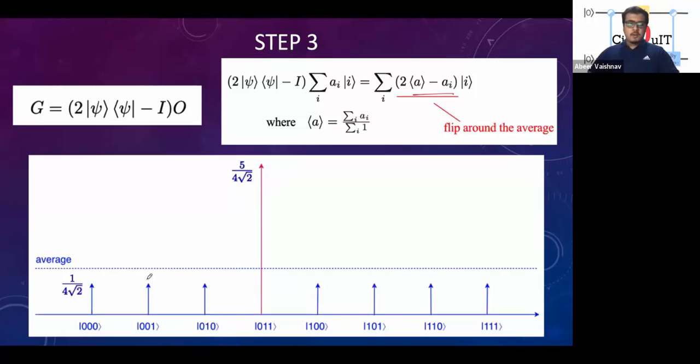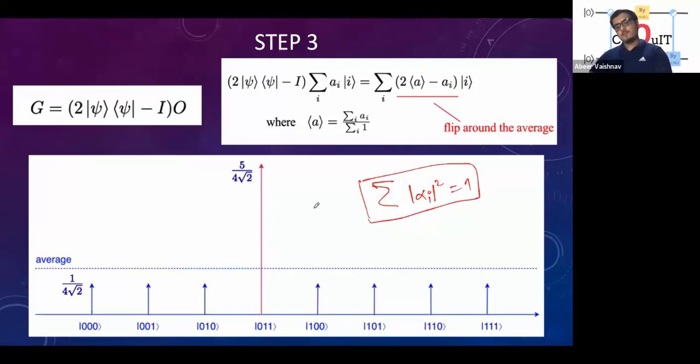The reason all these amplitudes have decreased is because of the property that, taking alpha i as the amplitude, the summation of alpha i squared should be equal to 1. This is the normalization condition that we generally follow, and that's why these amplitudes decrease and the amplitude of the marked state increases.